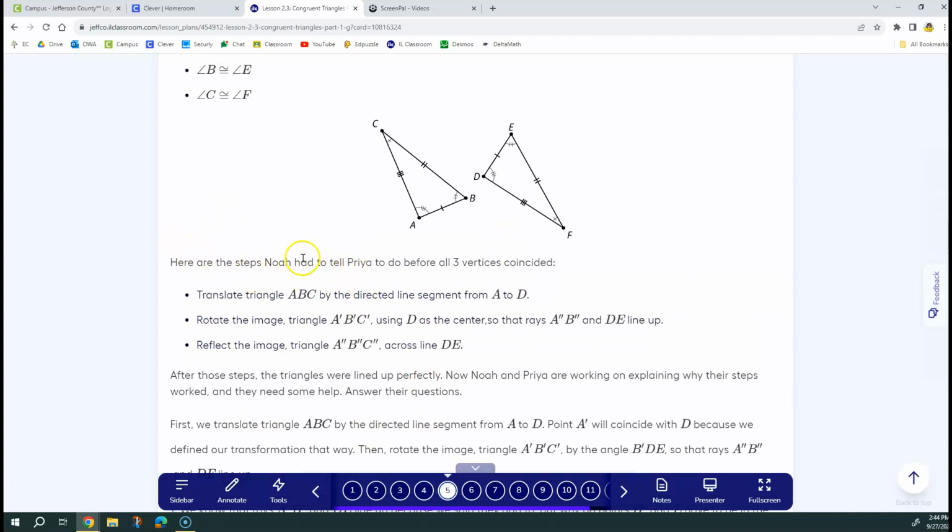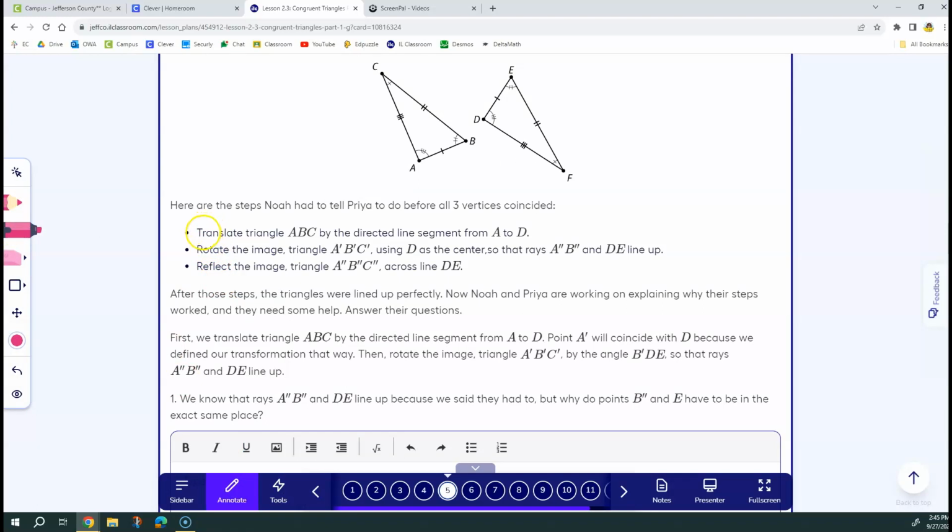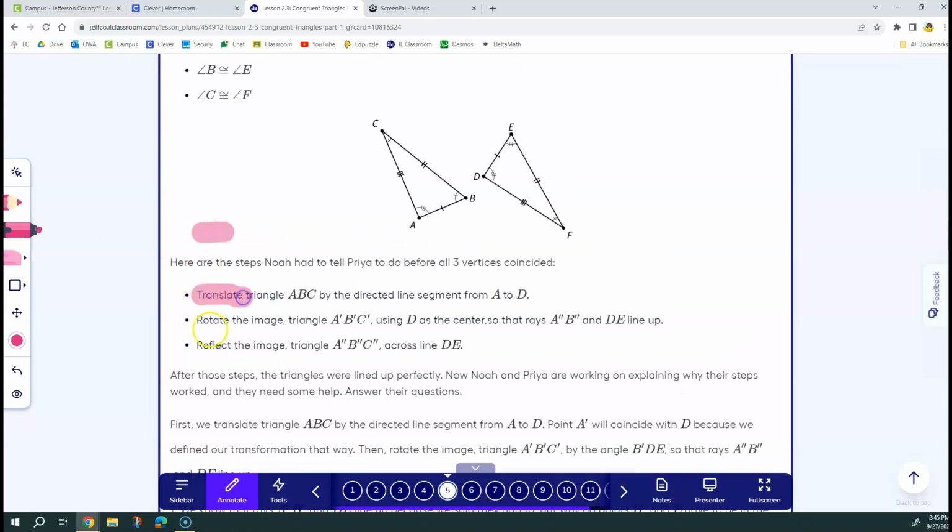Here are the steps Noah had to tell Priya to do before all three vertices coincided. Vertices are those spots where two sides meet and form an angle. So angle A would match up with angle D, angle B with angle E, C with F. What transformations did they do before they were all matched up, one on top of the other? Noah says to translate the triangle, rotate, and reflect.